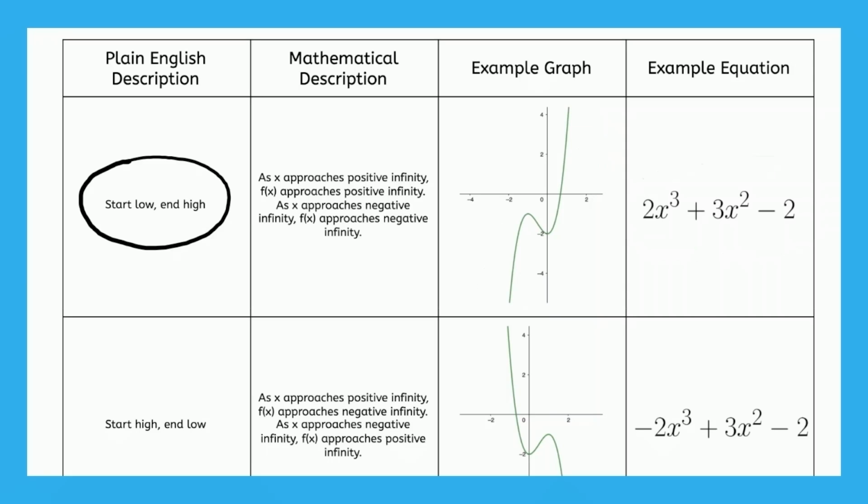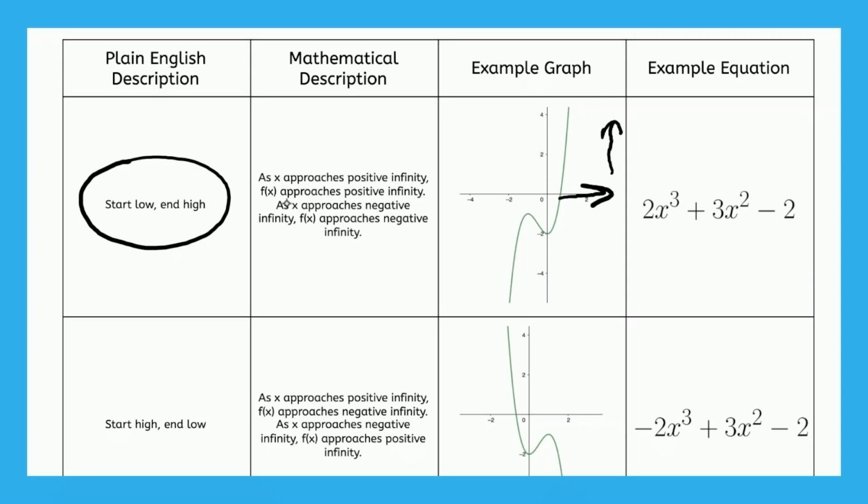Now, before we talk more about the equations and how to interpret them, let's talk about the mathematical description of this type of graph. We can see that it says as x approaches positive infinity, so x in the positive infinity direction is to the right, f of x, or the y values, approaches positive infinity. And that makes sense because the positive y direction is up. So as this graph is moving to the right, it's also going up, and that's exactly what's happening on that part of the graph.